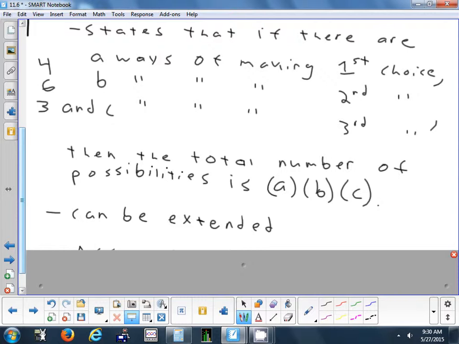And you can extend this to as many choices as you have, as long as all the choices are independent of each other, meaning picking one doesn't limit your options for the later choices.